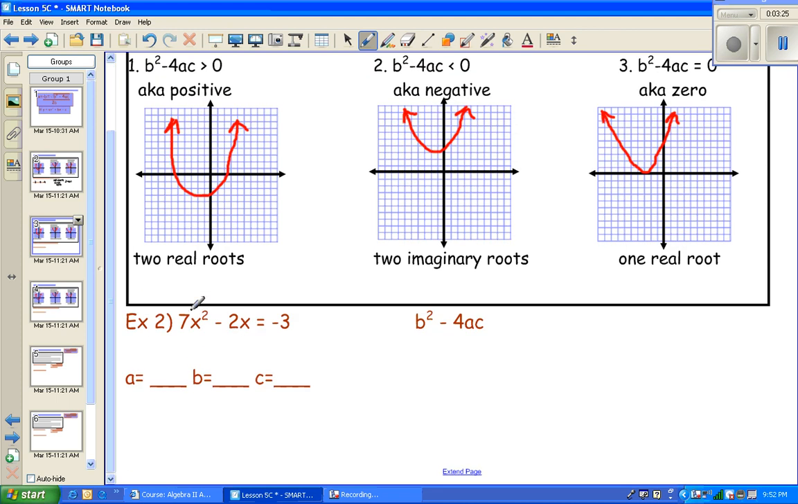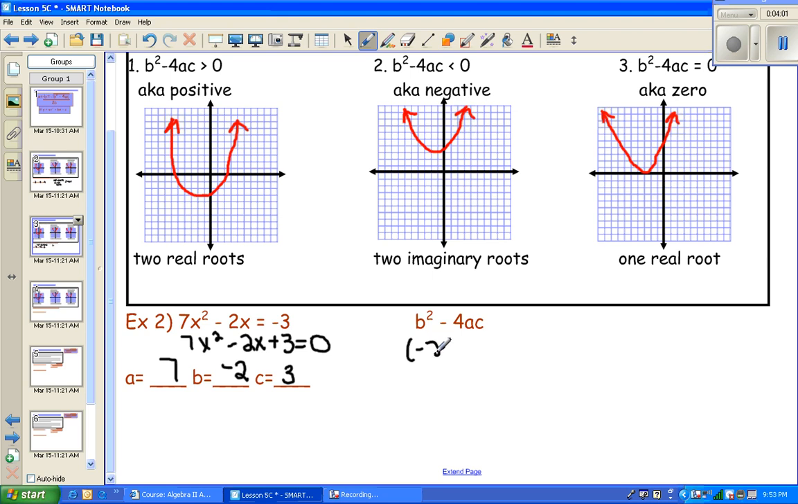Same slide, different example. Here your a value is 7. Your b value is negative 2. Now I didn't take the time to solve this one, so I could be tricky. If I put a negative 3 here, I'd be wrong. You want to make sure that this is in standard form before you get going, because it'll keep you from making a careless mistake. You want it to be set equal to 0, so we're going to take that negative 3 and add it over. Set it equal to 0. Our c value is positive 3, which could dramatically affect your answer.